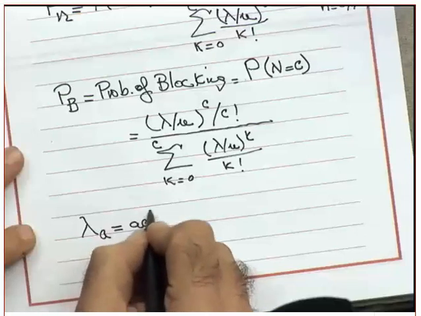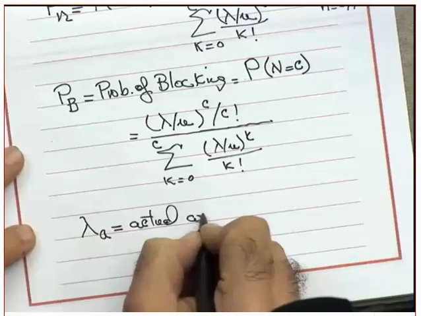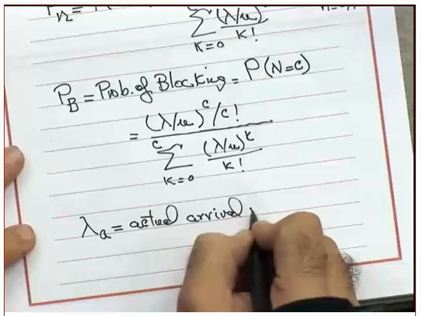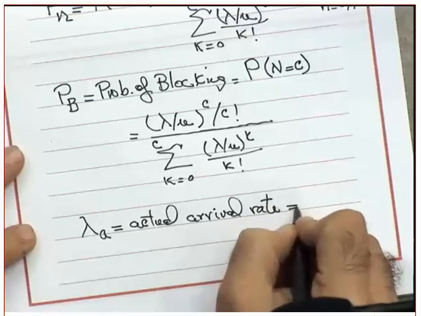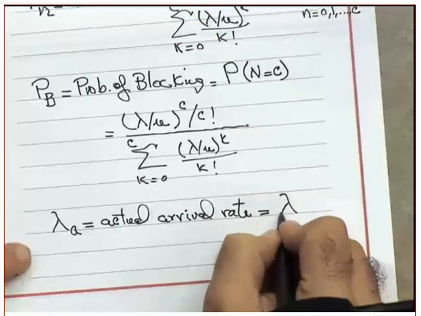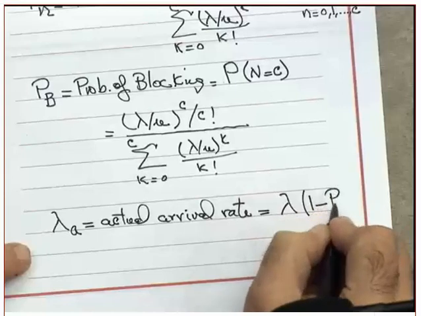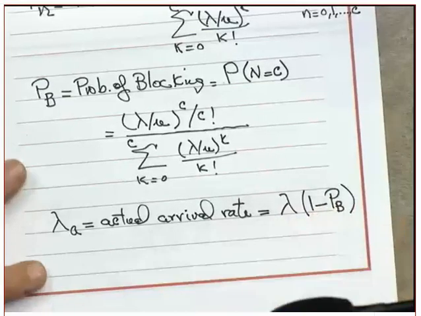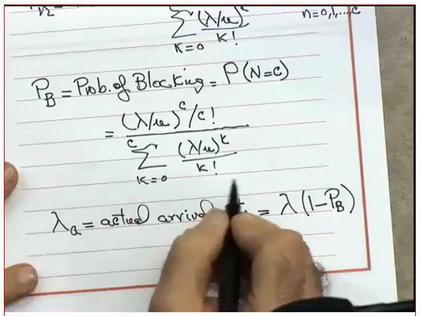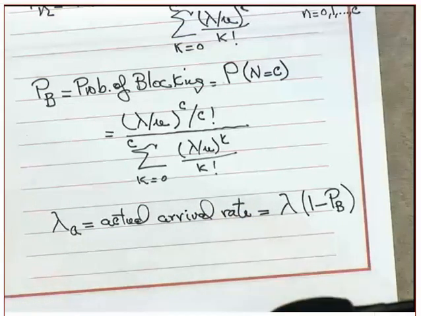This is the actual arrival rate. It was equal to lambda times 1 minus the probability of blocking. Why? Because those packets that are not going to enter the system will have no effect on the occupancy of the queue inside the system. Clear? They are not going to enter the system.